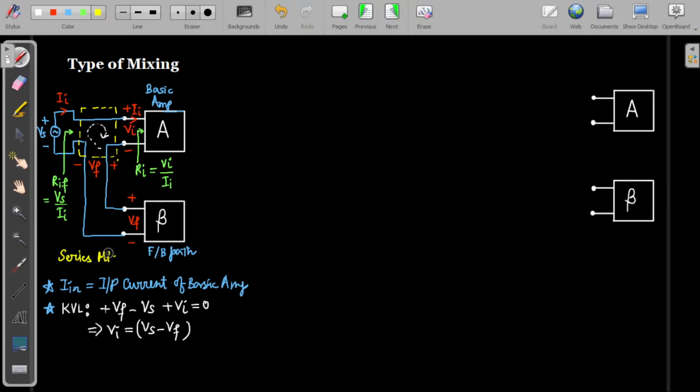Why it is series mixing? Because the source current and the input current to the basic amplifier both are same. If both are same, that means they are connected in series. Series में क्या होता है, current same होता है. So that's why the current is same. So name is series mixing. Similar connection, और एक टाइप का कनेक्शन में जा रहा हूँ.